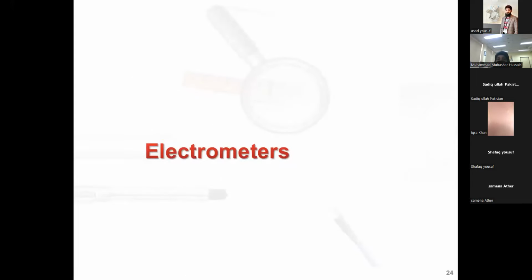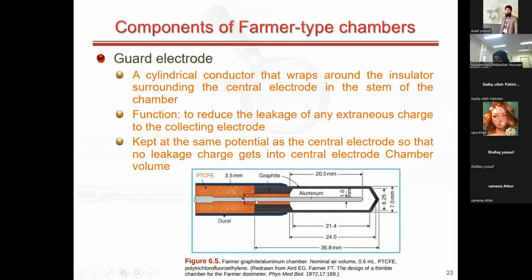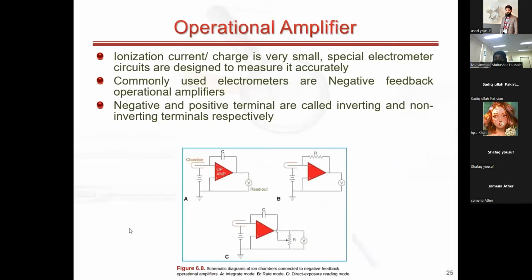So next, there is another device called an electrometer that is used to measure the charge collected by the central electrode, this collecting electrode. This collecting electrode is connected to the electrometer that would read the charge. As you know, the ionization current or charge produced in the ion chamber due to irradiation is very small. Therefore, special electrometer circuits are designed to measure this small charge. Commonly used electrometers are usually negative feedback operational amplifiers that are denoted by a triangle here. In this operational amplifier, the negative terminal is called the inverting terminal and the positive terminal is called the non-inverting terminal.